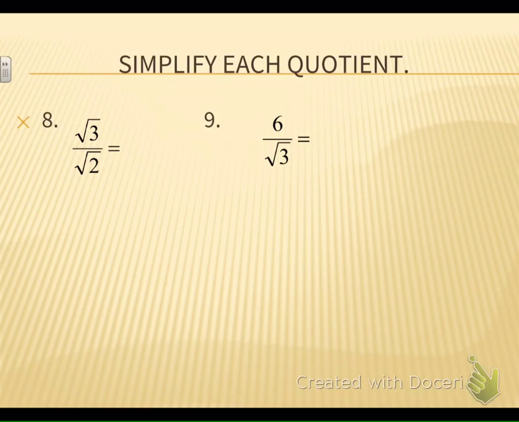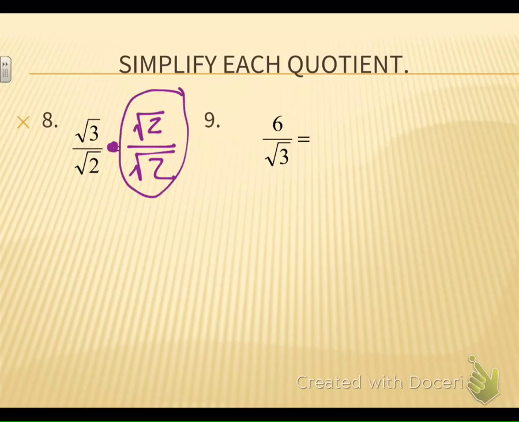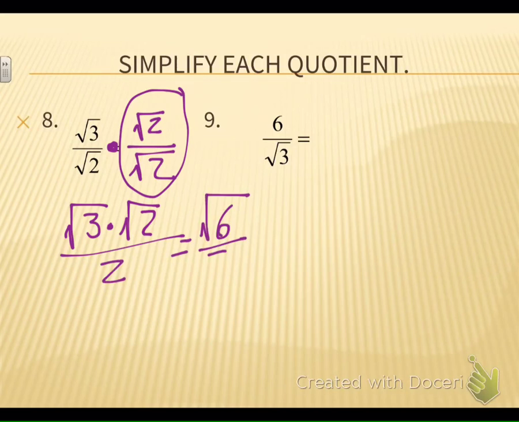Alright, so this actually looks like square root of 3 over square root of 2, we're going to multiply by square root of 2 over square root of 2. Because this would actually just be a 1, so you're multiplying by 1, which you can do. So that turns into square root of 3 times the square root of 2 over 2, which equals square root 6 over 2.